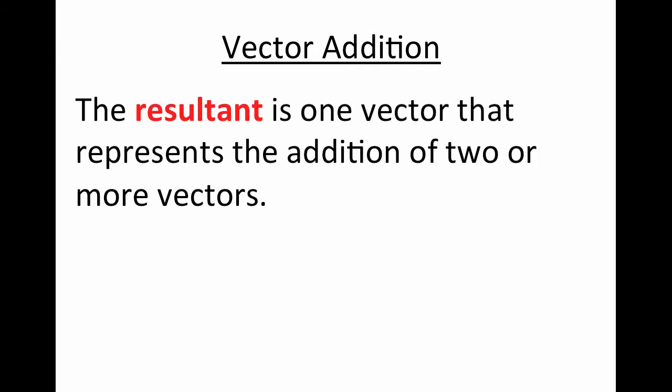Okay, so vector addition. That's going to be a big part of what we're doing, adding physical quantities together, adding two or more vectors together. And the resultant is going to be one vector that sums up these additions. So we had two or more vectors going on. What's one vector that represents what's going on?